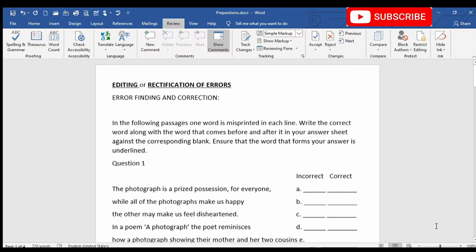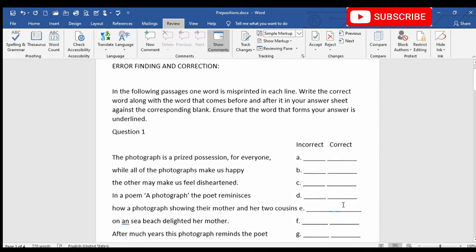Now, generally, most of the time, what is the mistake that you may find in the given question? Most of the time, it has been observed that the mistake that is found in a given paragraph is in the tense or verb or preposition or determiners. Therefore, let's begin with the first question.